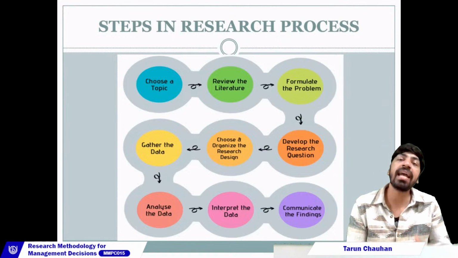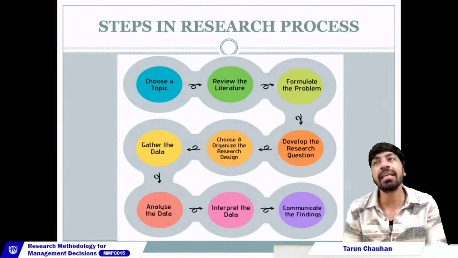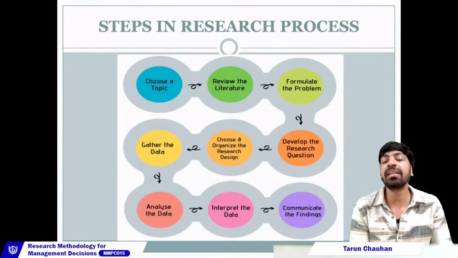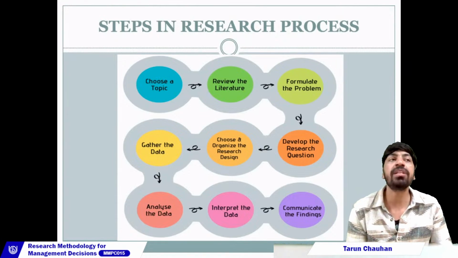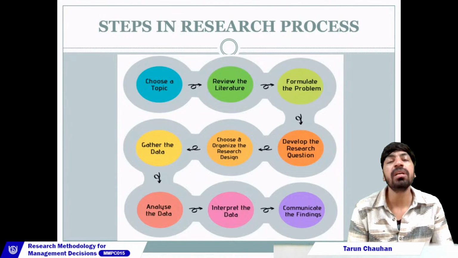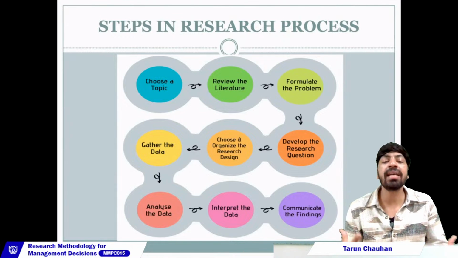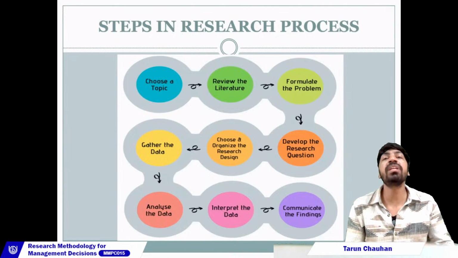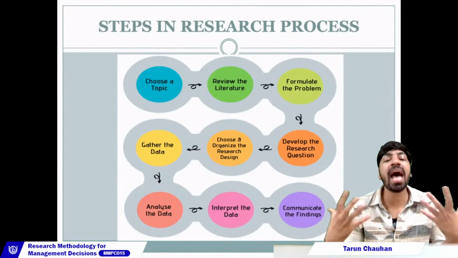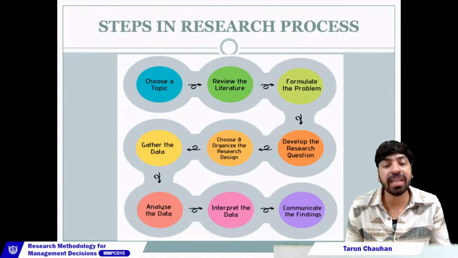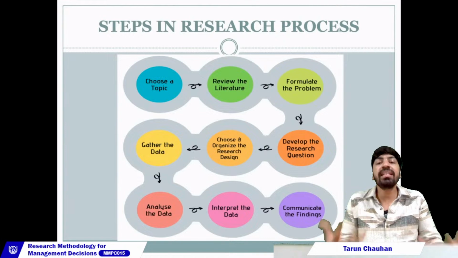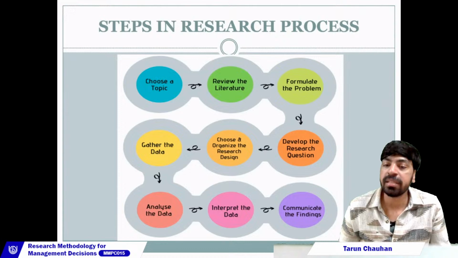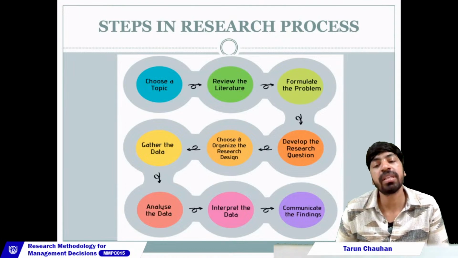Once we analyze the data, we come to the next step, that is interpreting the data. So what is the meaning of interpretation? Interpretation means that whatever data has been shown in the tables, you have to define that data: what the data actually portrays to the readers, and what findings come from the data and the results. That's called the interpretation of the data.